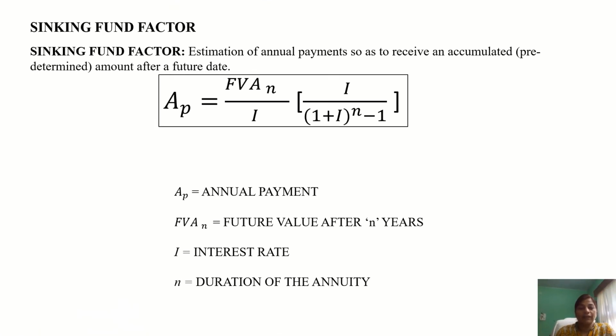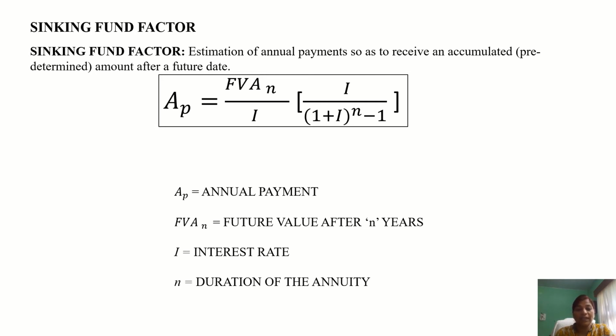Sinking fund factor. This sinking fund factor is the estimation of annual payment so as to receive an accumulated or predetermined amount after a future date. Generally we receive it as a lump sum amount. This is called the sinking fund factor. It is given by the formula AP is equal to FVAN divided by I into I by (1 plus I) whole power n minus 1.